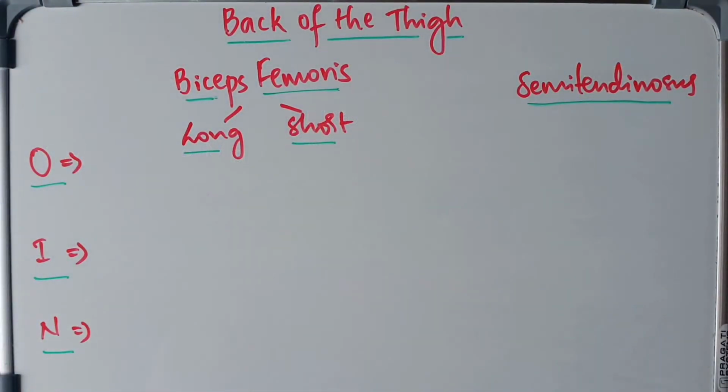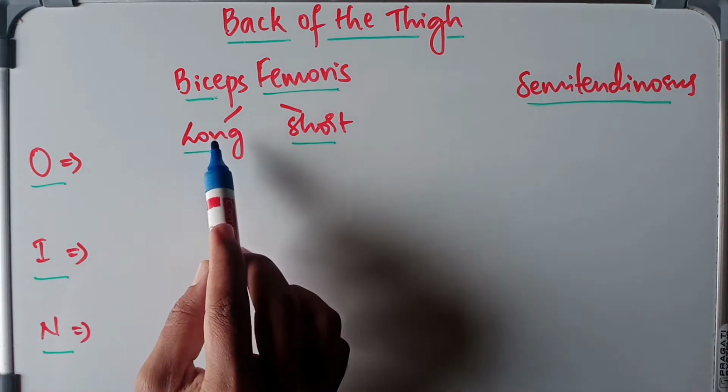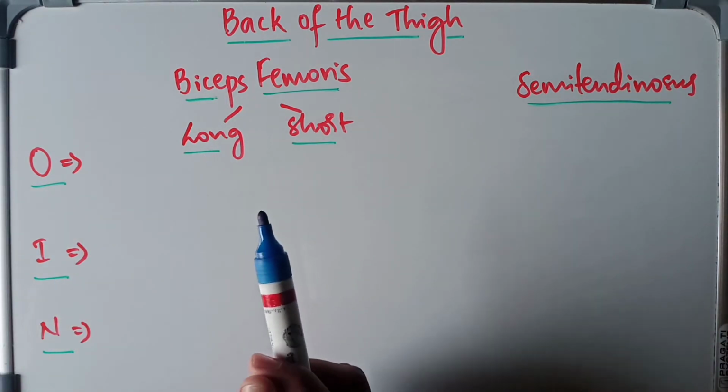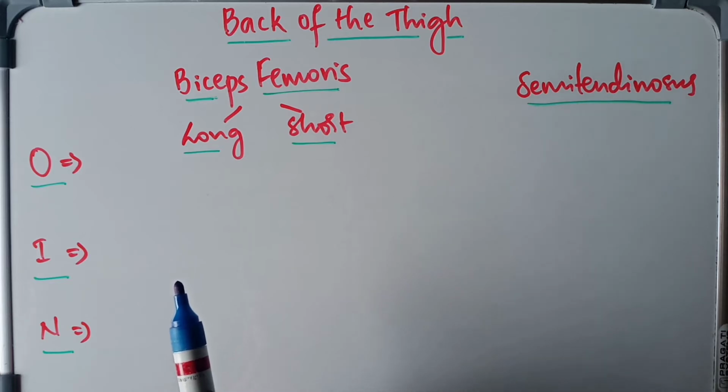So hey guys, in this video we are going to discuss the muscles of the posterior compartment of the thigh, or as you can also call it, the muscles of the back of the thigh. We are going to discuss the biceps femoris, semitendinosus, semimembranosus, as well as the ischial part of the adductor magnus.